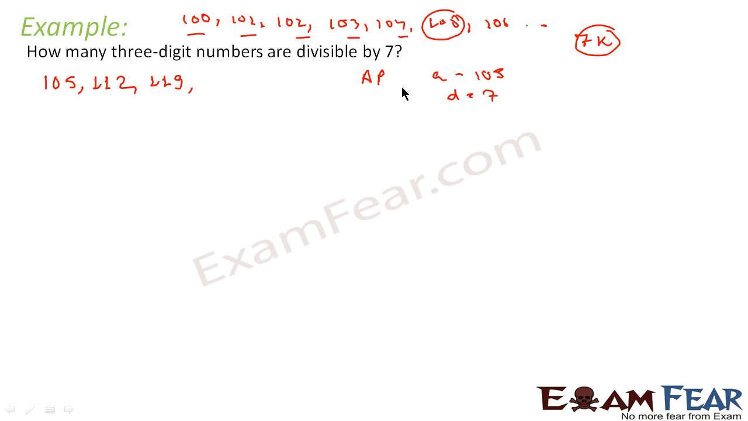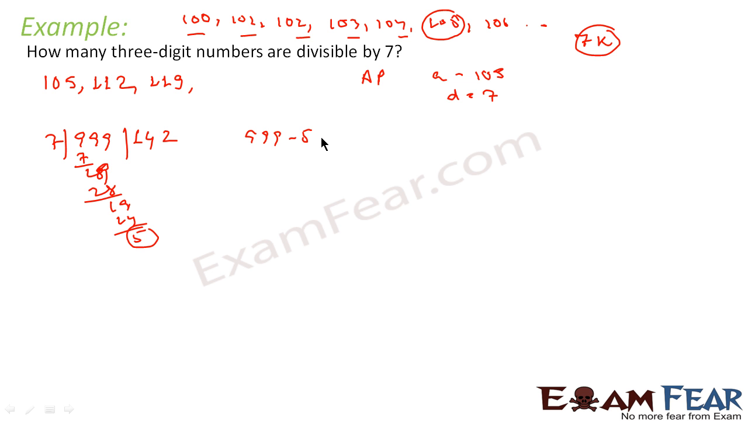Now we have to find the last 3-digit number which is divisible by 7. The last 3-digit number is 999. If we divide by 7, what do you get? 5 is the remainder. So 999 minus 5, that is 994, is divisible by 7. So the last number which is divisible by 7 and is a 3-digit number is 994. The first 3-digit number divisible by 7 is 105 and the last is 994.